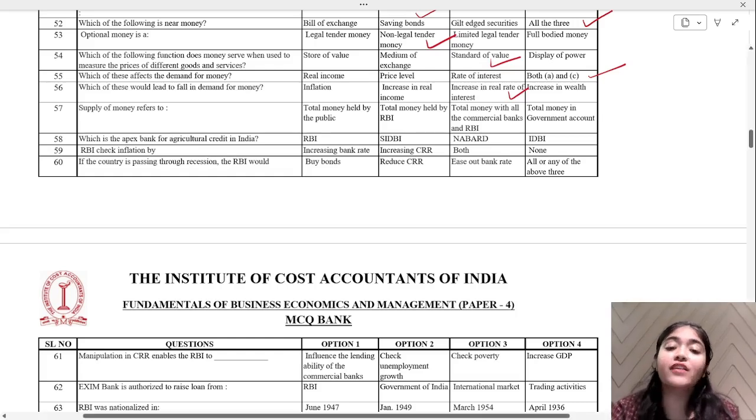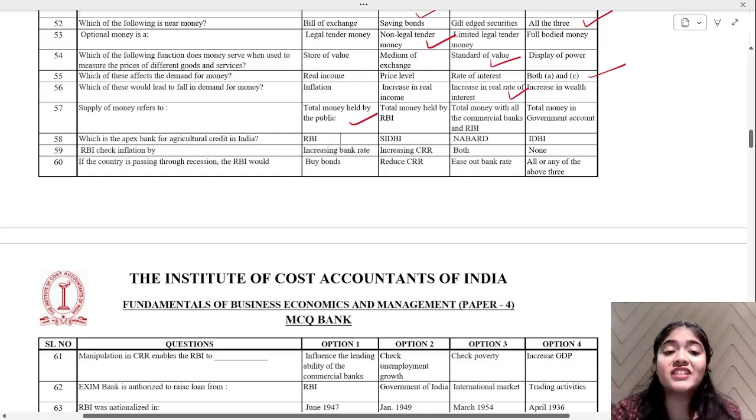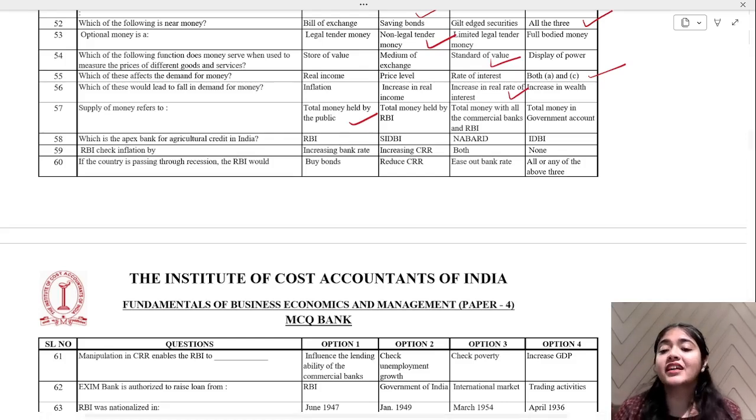Supply of money refers to total money held by the public, total money held by the market, total money with all the commercial banks and RBI, or total money in the government bank account. So, supply of money refers to total money held by the public. Which is the apex bank for agriculture credit in India? RBI, SIDBI, NABARD, or IDBI? That's correct. NABARD is the apex bank for agriculture credit in India.